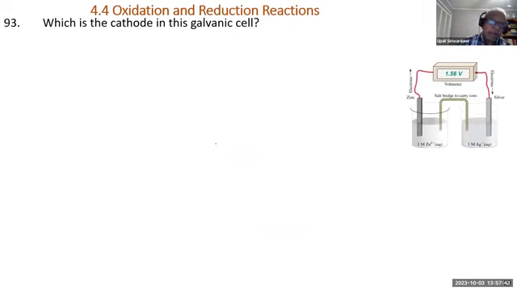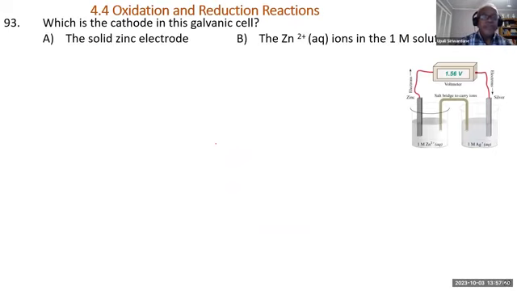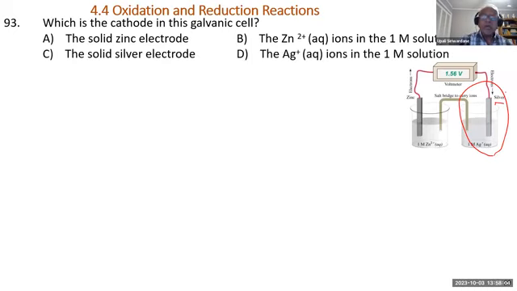Let's talk about a galvanic cell where the two electrodes are separated. Which is the cathode in the galvanic cell? This is the cathode, this left half, which is the silver. Silver, this one is the correct answer. This is the anode.